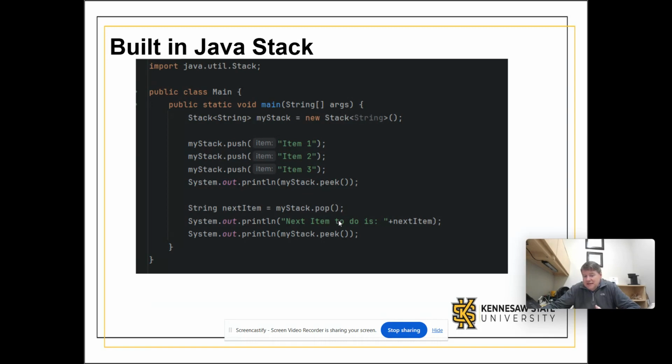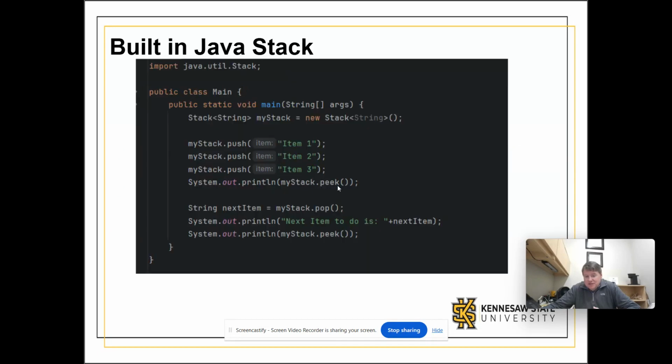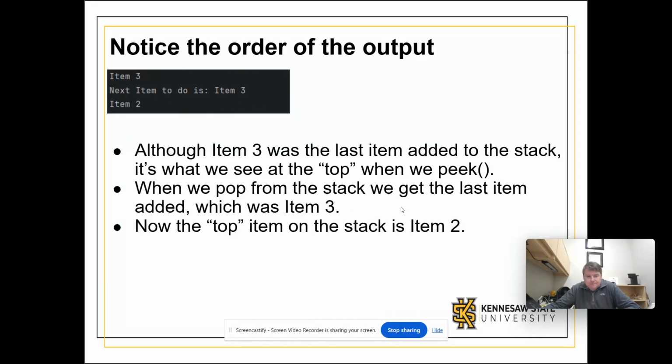That's the same as what peek did, but I need you to understand that pop has actually changed the stack, unlike peek. Pop has removed that item from the stack, and now the thing at the top of the stack is going to be item 2. So if I were to print this out, I would get item 3, next item to do is item 3, and then item 2. That's because I popped item 3, and now I see item 2 when I do a peek.